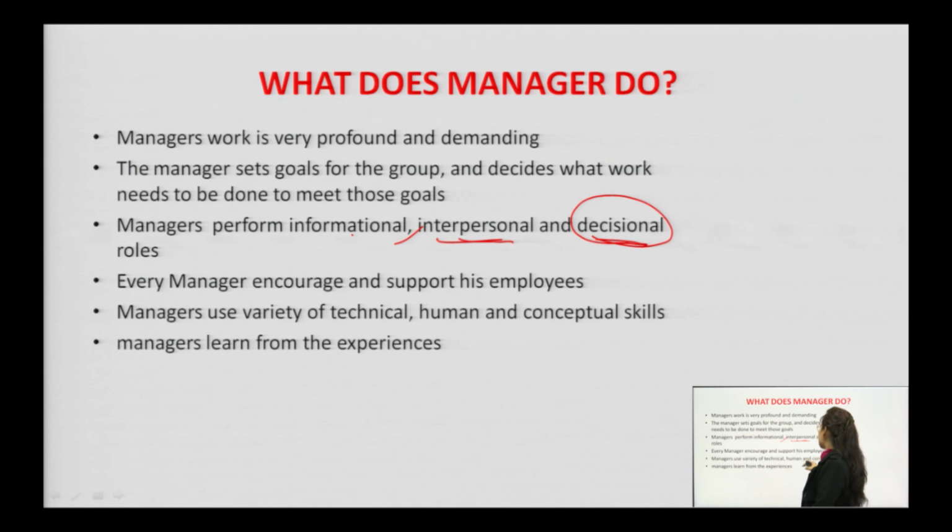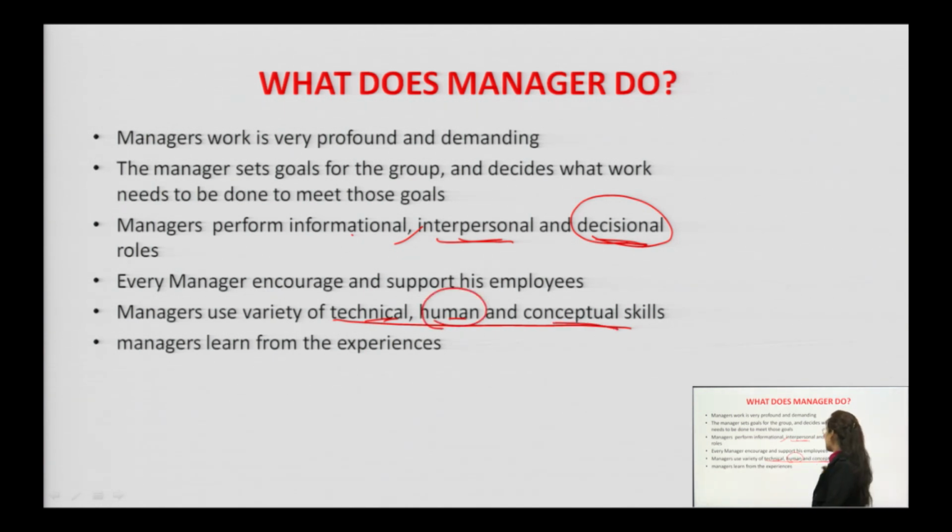Managers use a variety of technical, human and conceptual skills. While performing his duty, he has to use these 3 skills: technical skills, human skills and conceptual skills. Technical skills means he has knowledge of raw material and machines, that is, he should know the technicality of the operations. For those skills we call it technical skills. If we talk about human skills, he must know how to encourage people, how to motivate people, and how to influence people to get the work done. For that, human skills are important.